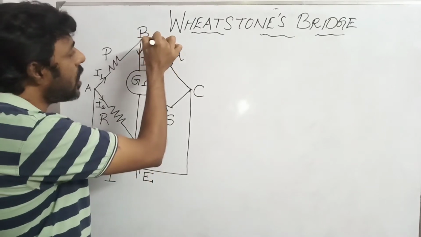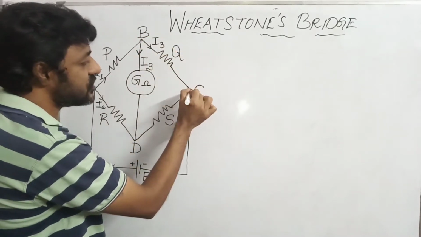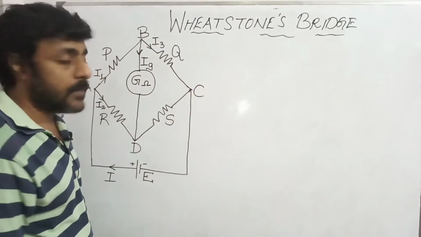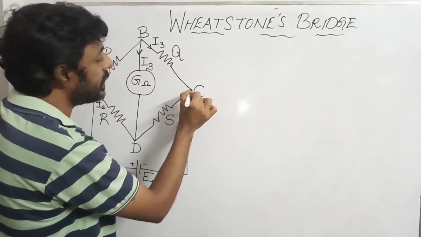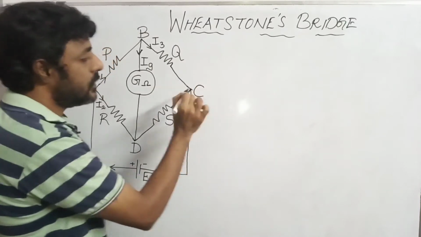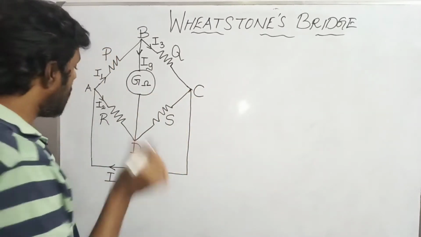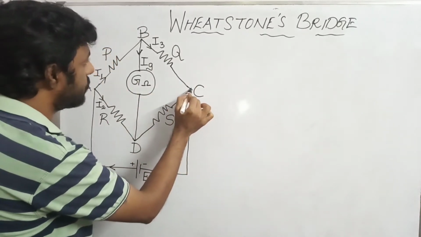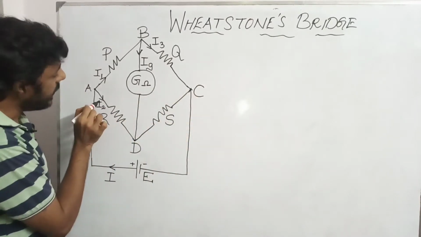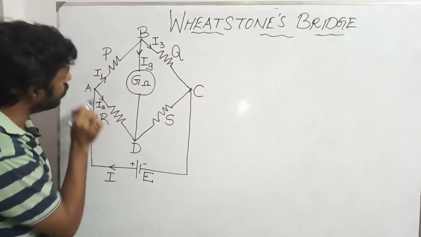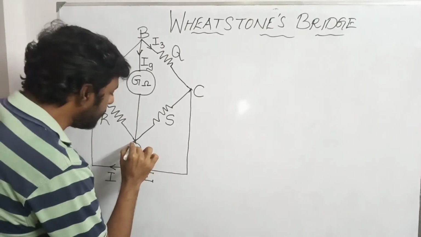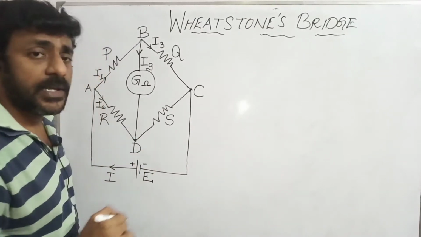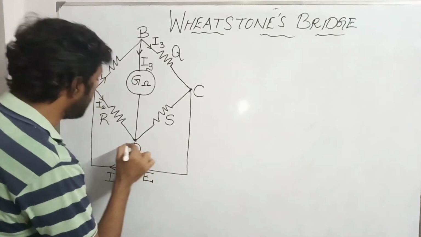Now what happens when the current I3 reaches this junction point C? The current will stop at this place. Now this I2 current will be flowing through the branch AD. Now again this is a junction point. So at this junction point, what will happen?